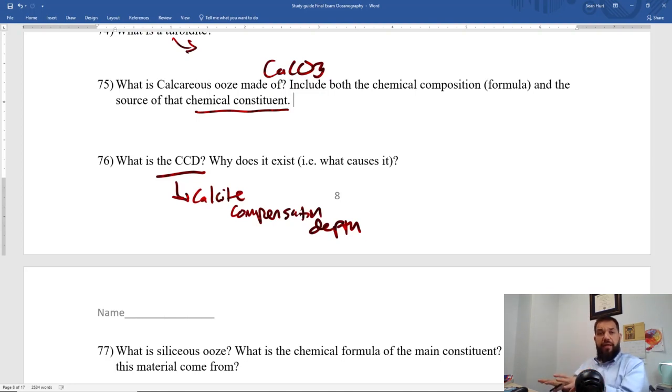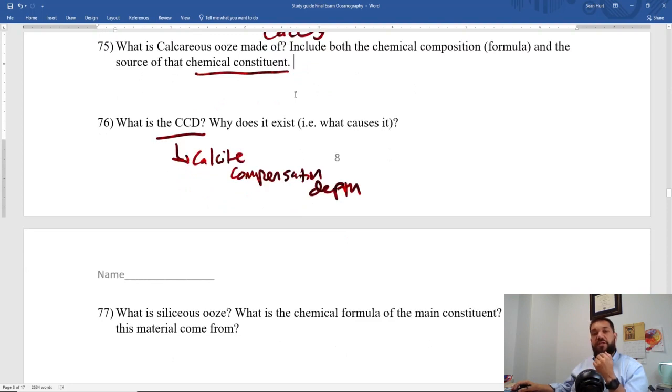You don't have that in the deep water, right? Because there's no sunlight, there's no photosynthesis. Calcium carbonate is going to start dissolving at a deep depth because there's too much carbonic acid. So the calcium carbonate, the calcite, is going to start getting eroded away and dissolved away faster than it is supplied below the CCD. Okay, so once you get below the CCD, calcareous ooze can no longer build up.